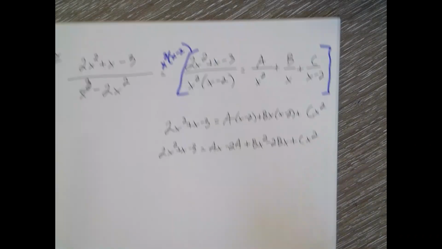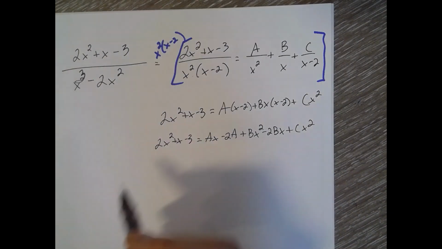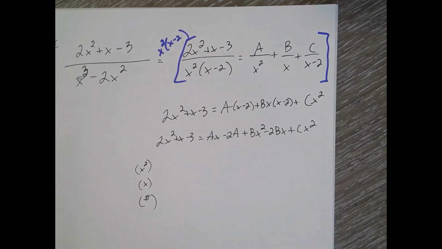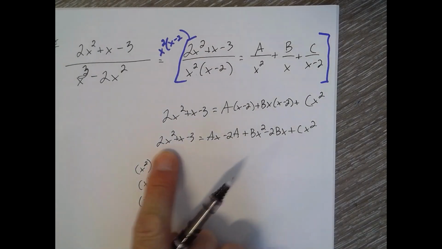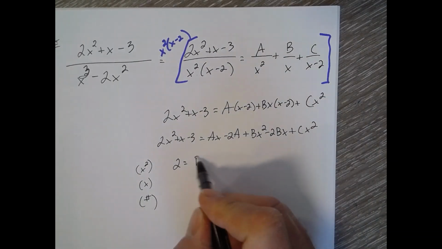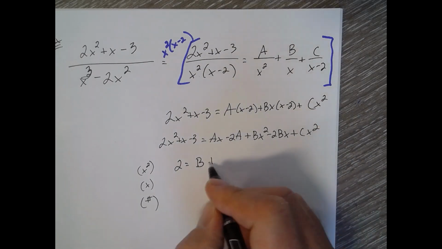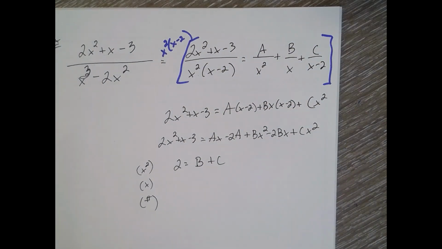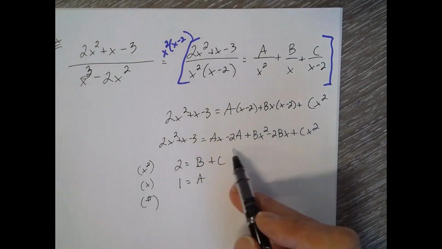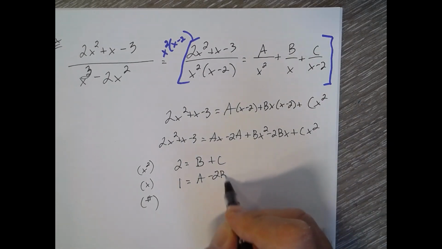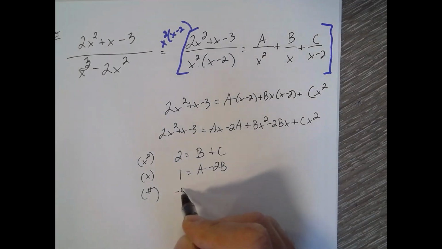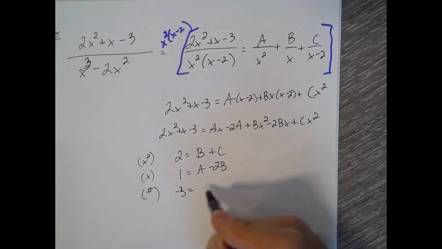So this would be an example where we have to have 3 equations. You need an x squared one, you need an x one, and you need a number one. So how many x squareds do I have on the left? I have 2. And on the right I have b plus c. On the left, the x's, I have 1x, and on the right I have a minus 2b. And the number, I have negative 3 on the left, and negative 2a on the right.